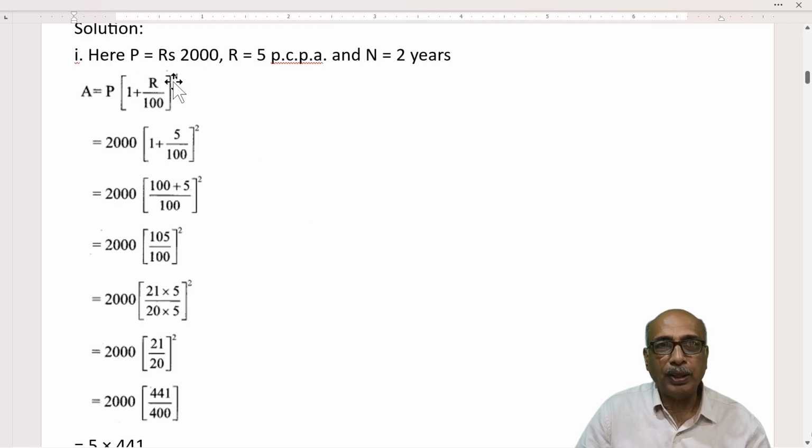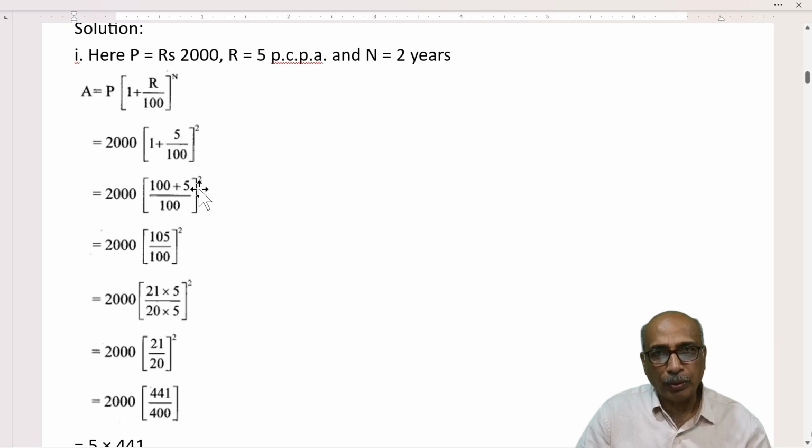For the first problem, principal amount is rupees 2000, R is 5% per annum, and N, the number of years, is 2 years. So A equals P into (1 plus R upon 100) raised to power N. Substitute the values. You can apply your own methods of calculation, otherwise one method is explained here. So 1 plus 5 upon 100. By the LCM method, 1 into 100, 100 plus 5. So it will be 100 plus 5 upon 100, the whole raised to power 2.